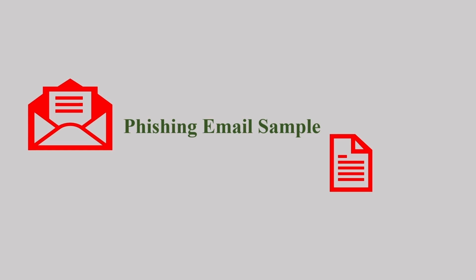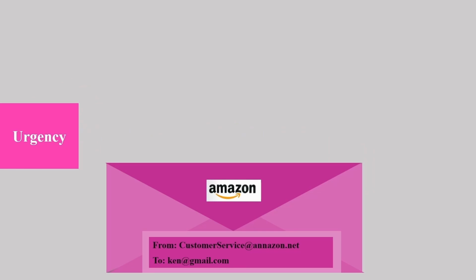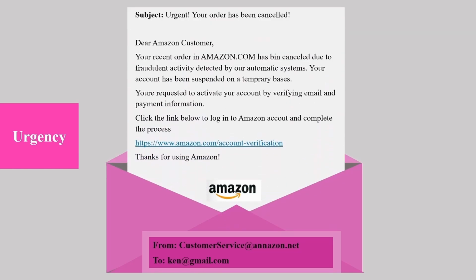So let's see some phishing email samples so you will have more clarity regarding these emotions. The first emotion is urgency. And as you guys can see, this particular email is from Amazon.com. Let's open this email and let's see. So the subject is urgent. Your order has been cancelled.